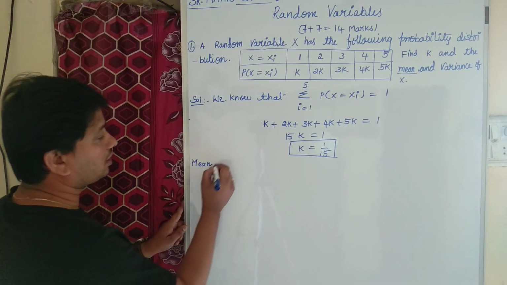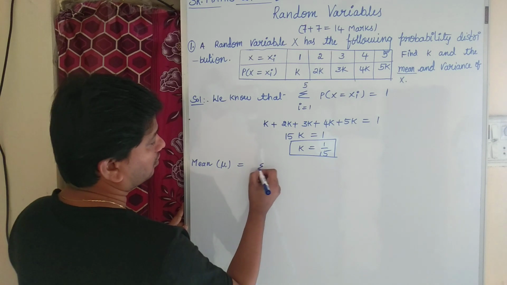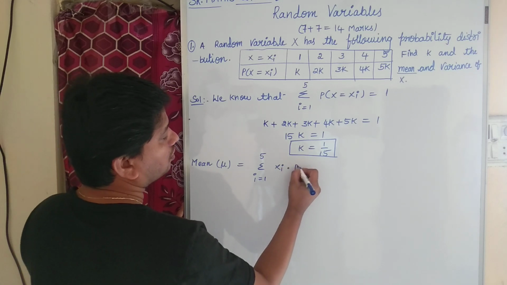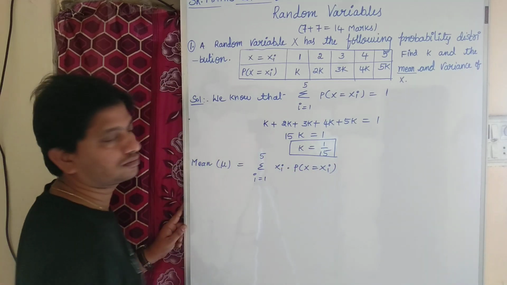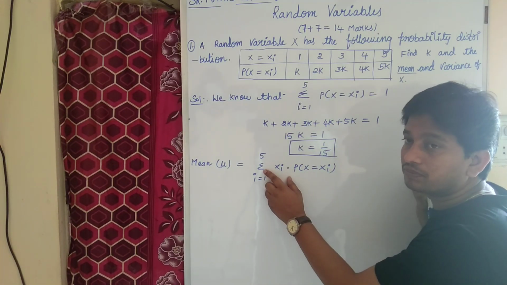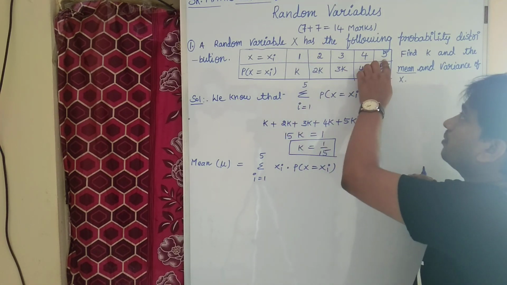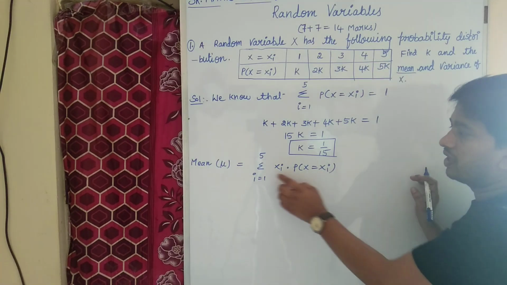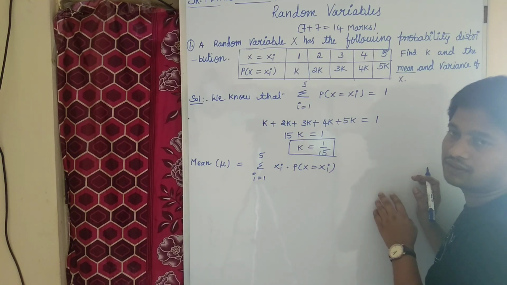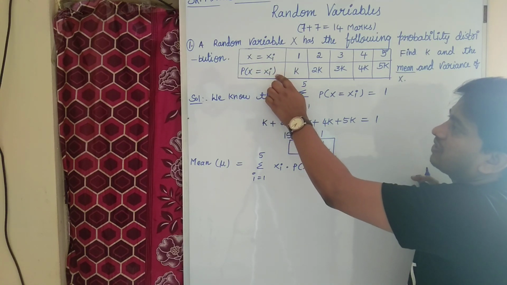Mean is going to be represented by the letter mu here. Mean mu equal to sigma, i equal to 1 to 5, xi into p of x equal to xi, children. Simply, don't get confused about why I am writing this sigma. Sigma means sum. What is the meaning of i equal to 1 to 5? Because we have 5 observations, right? That is the reason we write i equal to 1 to 5, xi into p of x equal to xi. This is our xi, the observation, and p of x equal to xi.